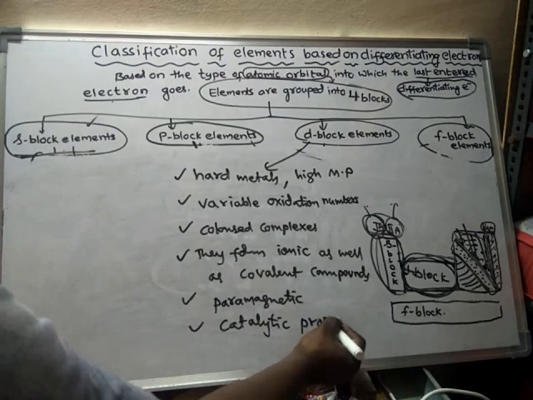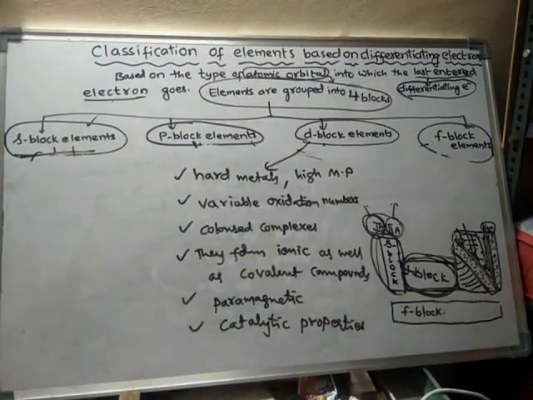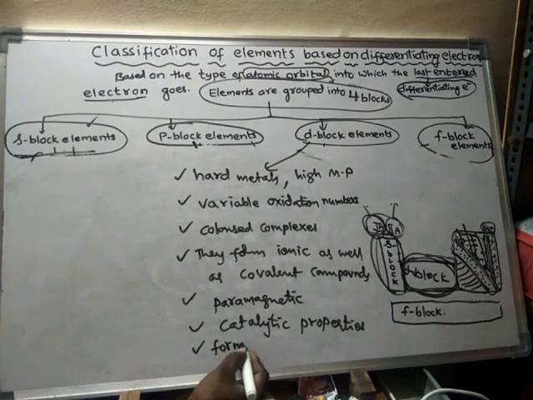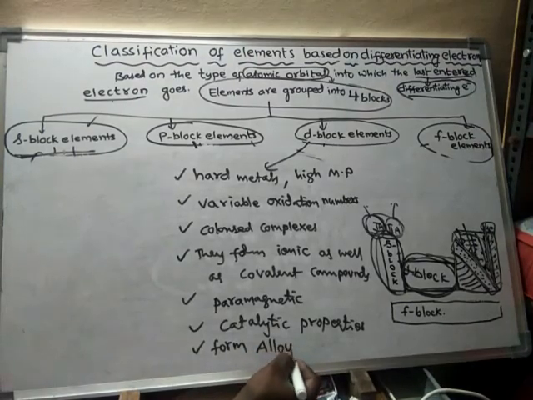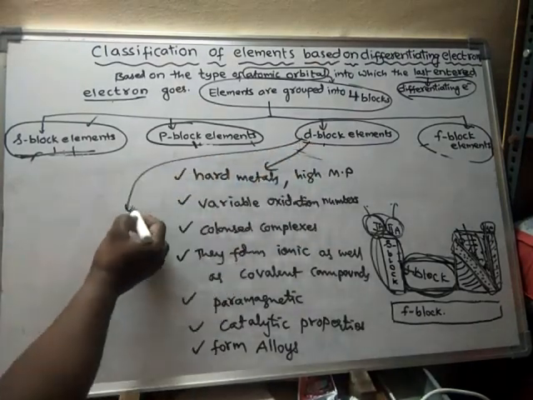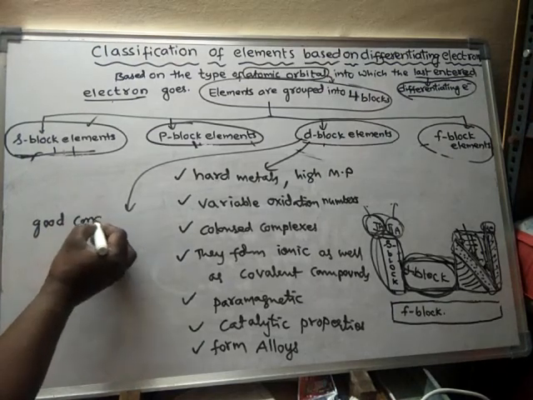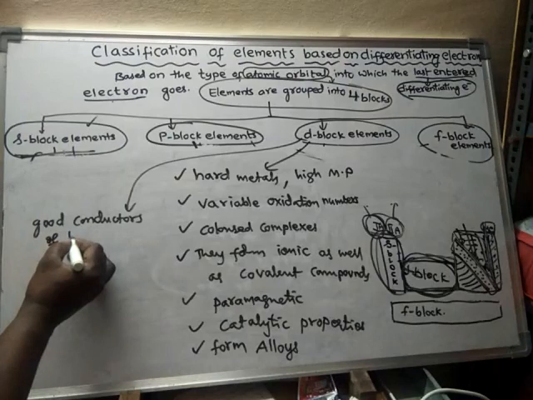So even the catalytic properties also we have seen. Okay, they form alloys. Already alloys, we discussed about alloys. They form alloys. Okay, and good conductors of heat and electricity. They are also good conductors of heat and electricity.